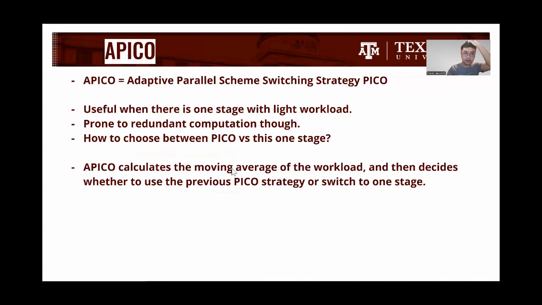Now there is one edge case we need to consider before we can continue: what if there is one stage with light workloads? This is where APICO, or adaptive parallel scheme switching strategy, comes in. PICO is prone to redundant computation. However, we can choose between either PICO or this one-stage solution by calculating the moving average of the workload. Then we can decide whether to use the previous PICO strategy or switch to the one-stage solution, based on whichever workload is the smallest.